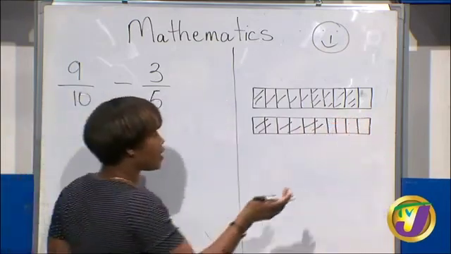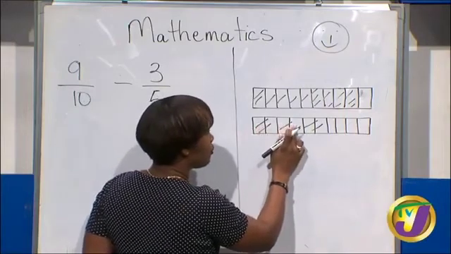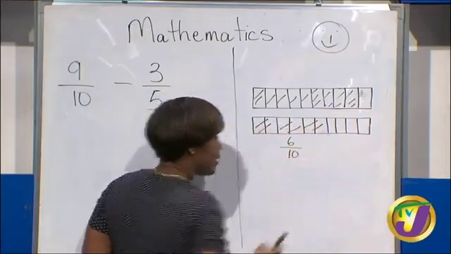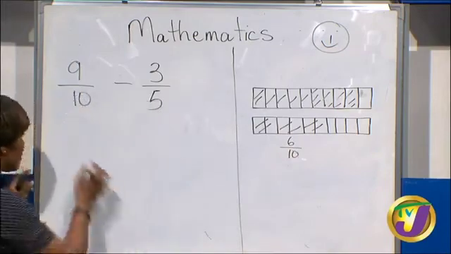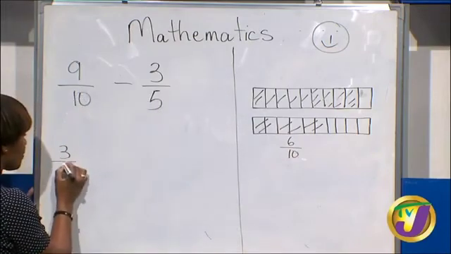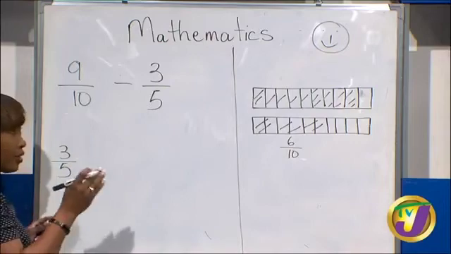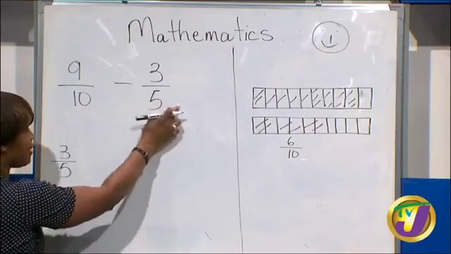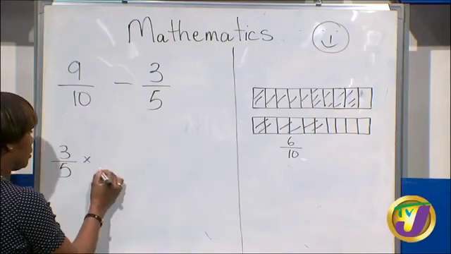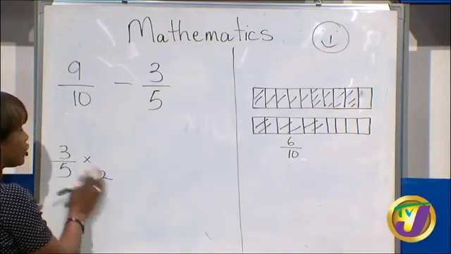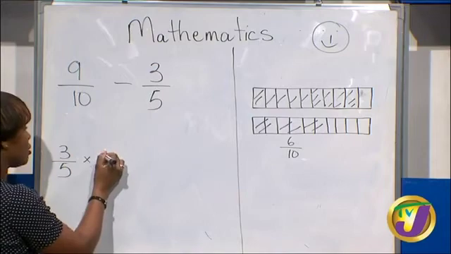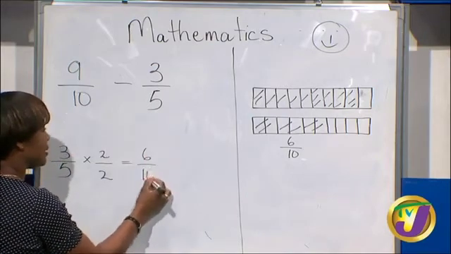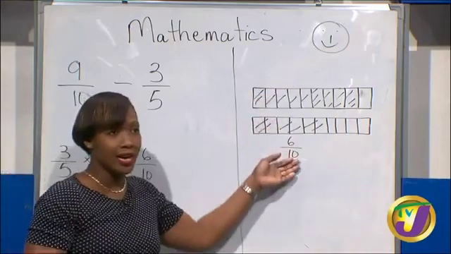Now let's look at how many parts I have shaded: 1, 2, 3, 4, 5, 6. So now I have 6 out of the 10 parts shaded. Let's test. So 3/5. I know there's a relation with 10 and 5. 5 times 2 will give me 10. But I can't just do it to my denominator. I must also do it to my numerator. So 6/10. That's exactly what this diagram shows you.